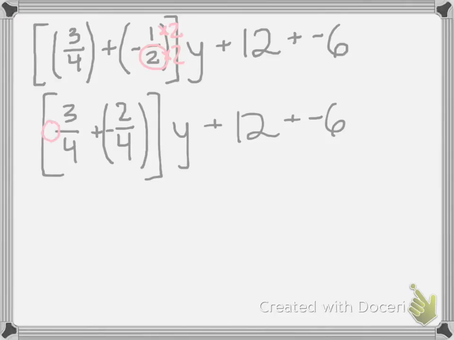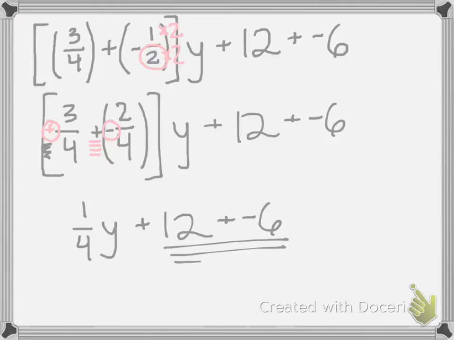a positive. It's invisible because we just assume it's positive. And then a negative. And then I have an addition. So my rules say find the difference and keep the sign of the larger. So my difference would be 1/4, and I'm going to keep the sign of the larger, which is that positive. And then I can go ahead and put my y together. I don't need the brackets anymore because I simplified it. 1/4 y plus 12 plus negative 6.